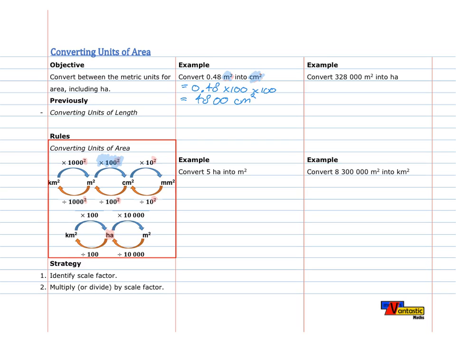Right. In the next example, we want to convert 5 hectares into meters squared. So again, looking over at our conversion chart, hectares into meters squared, we're told to multiply by 10,000. 5 hectares times 10,000 is going to be 50,000 meters squared.